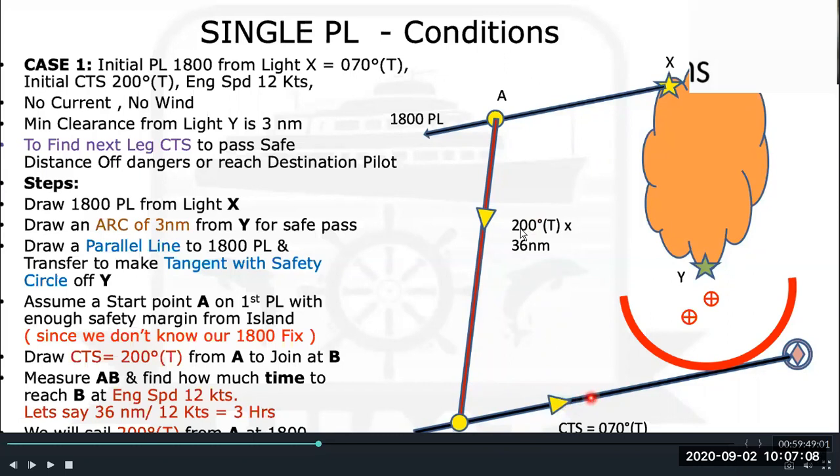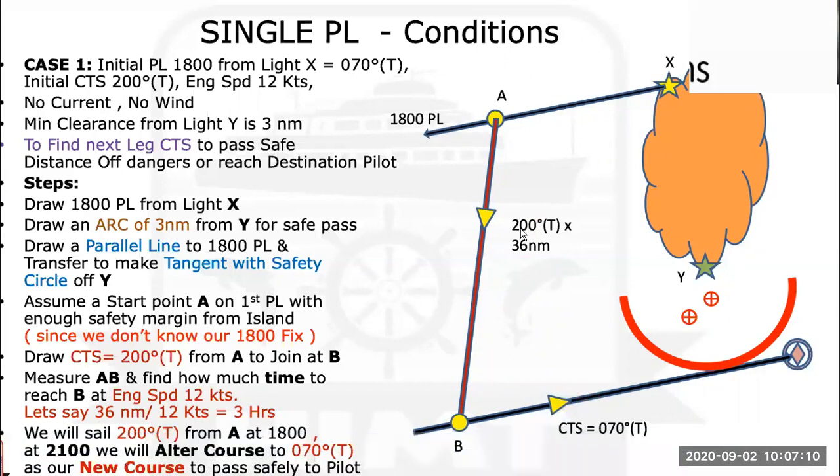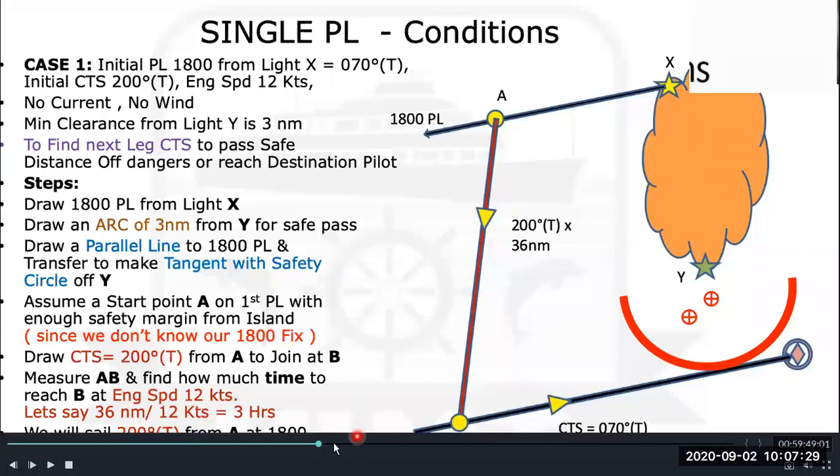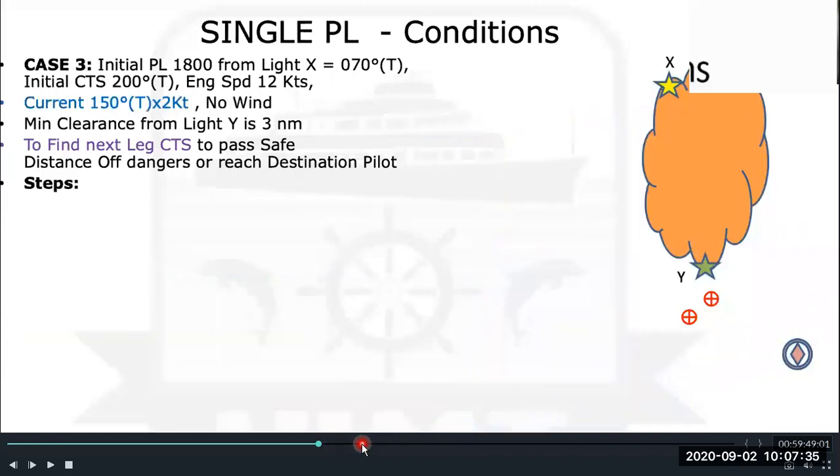So this way case 1 is solved. What we were asked to find was the next leg and course to steer. So our next leg and course to steer is at 2100. We have to change the course to 070. That is our answer. This is clear. Now let's go to case 2. Case 2 is, suppose the course to steer is not given.